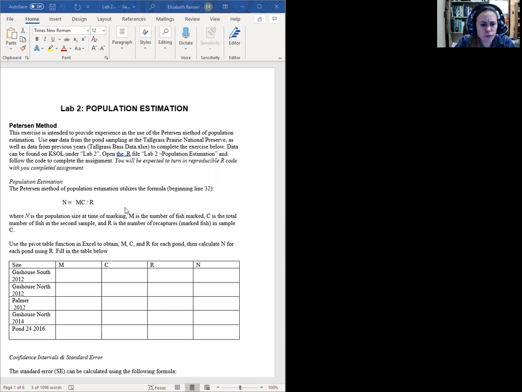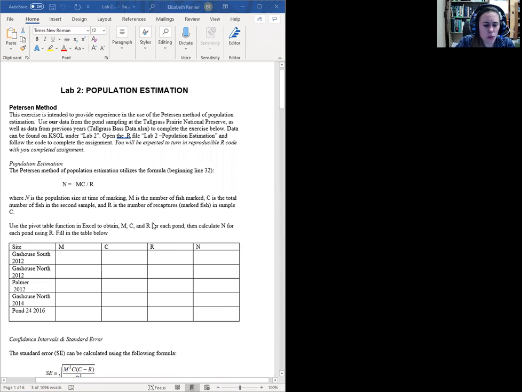So for example, if we use the pivot table function in Excel, we can obtain M, C, and R values for each pond on the Tallgrass Preserve, and then we can calculate N for each pond using R. So go ahead and take a moment and open up your Excel spreadsheet and fill in those values before you continue.